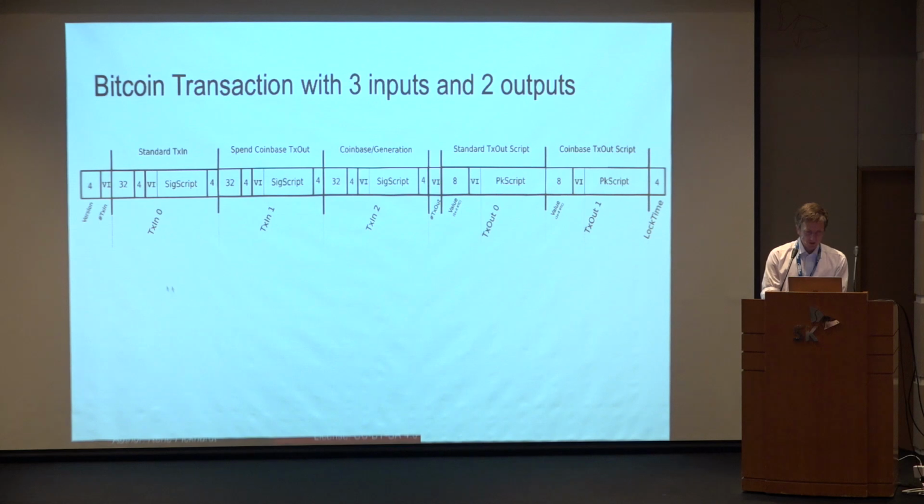So for this simple case, we have a simple transaction with 3 inputs. We see the inputs here, and then we have 2 outputs. So the transaction is ordered and padded with those bytes.